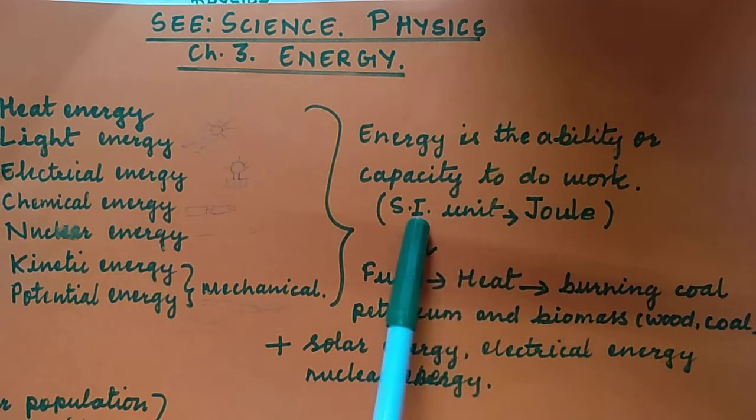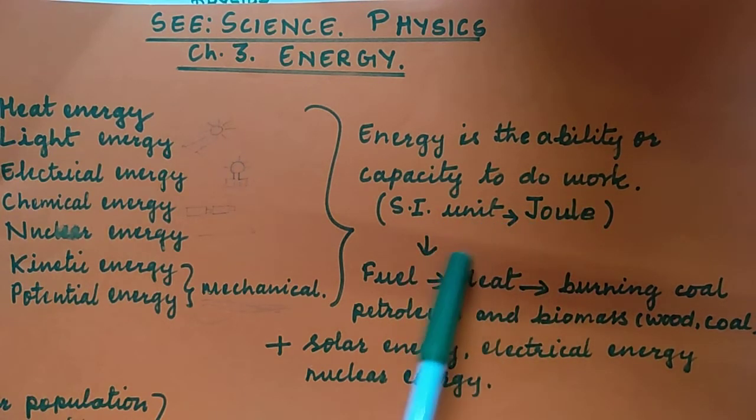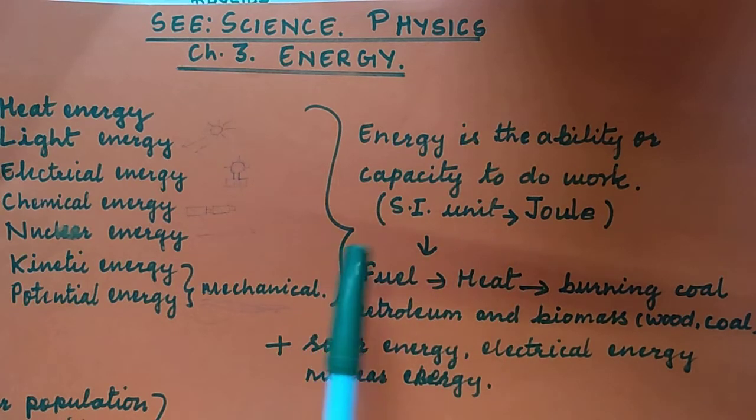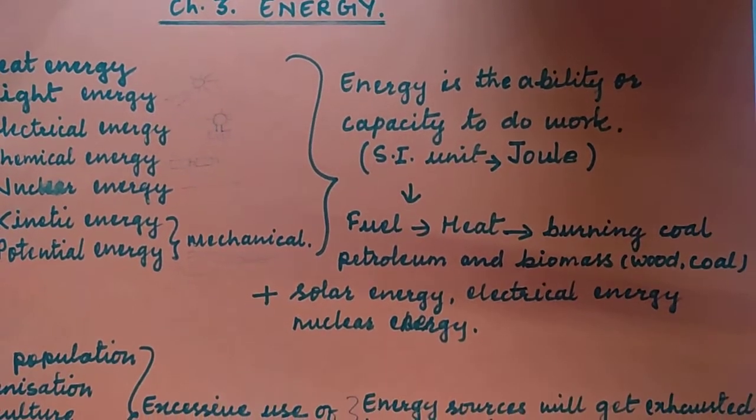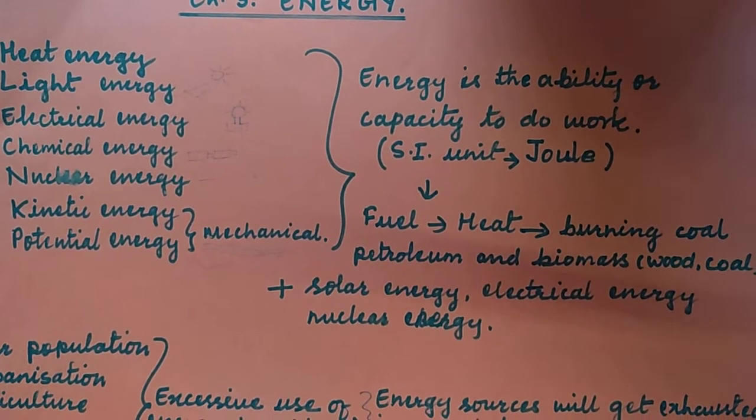Joule is the SI unit of energy, and there is another unit of energy, that is calorie. Calorie is the CGS unit of energy. Joule is the bigger unit of energy. It is the SI unit of energy.